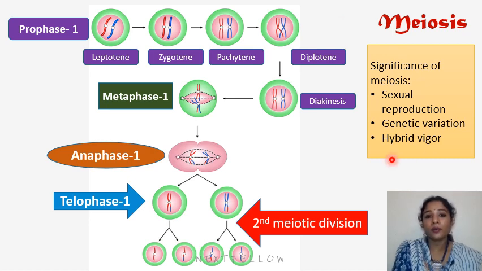Next is the hybrid vigor, which helps to maintain vigor in the progeny through sexual reproduction. So these are the significant statements of meiosis.